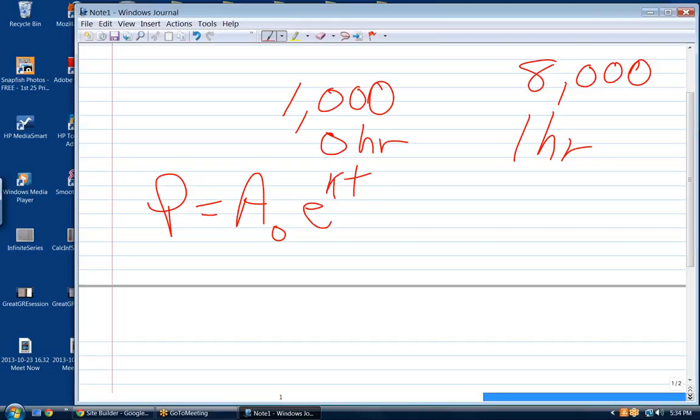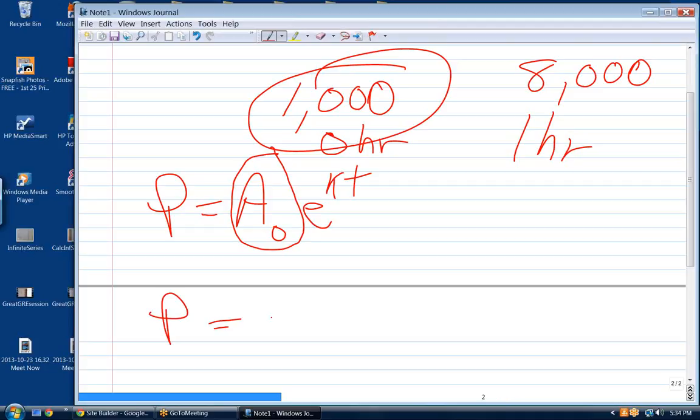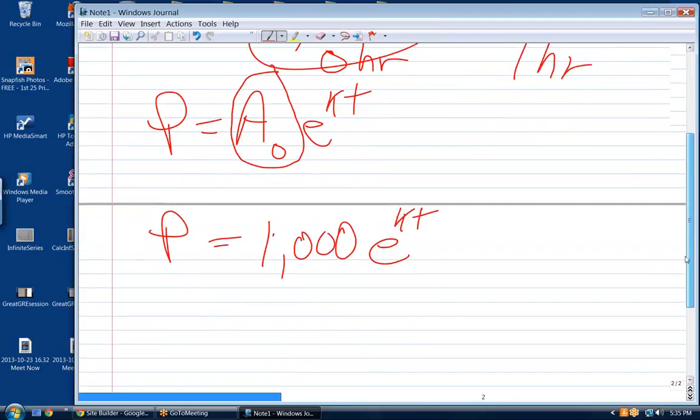And then I'll show you why it's correct. A sub 0 is your initial starting amount. k is a constant that we don't know yet. We're going to have to solve for k. We don't have to solve for A sub 0 because they gave it to us. So we can say the population is equal to 1,000 times e to the kt. So that's a little more specific equation.